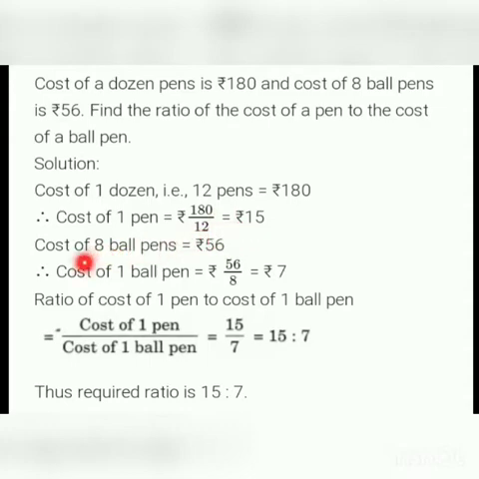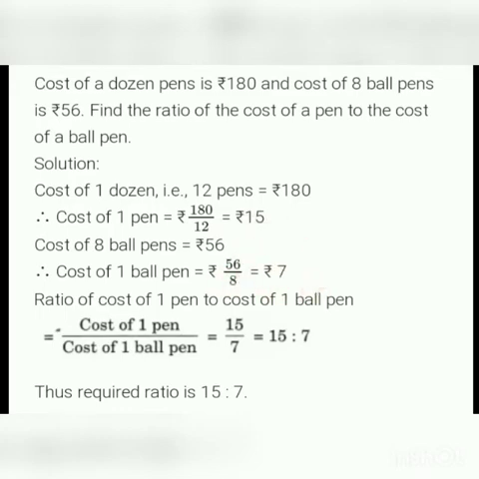Now another set of pens is there, that is ball pens. Cost of 8 ball pens is 56 rupees. So the cost of 1 ball pen will be 56 divided by 8, that is 7. So we got the cost of 1 pen and 1 ball pen. 1 pen costs 15 rupees and the cost of a ball pen is 7 rupees.